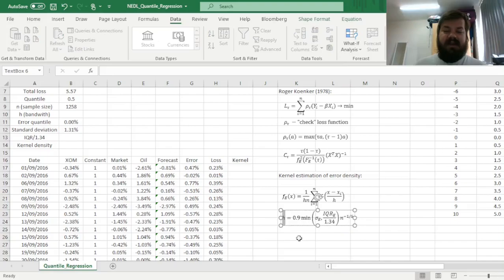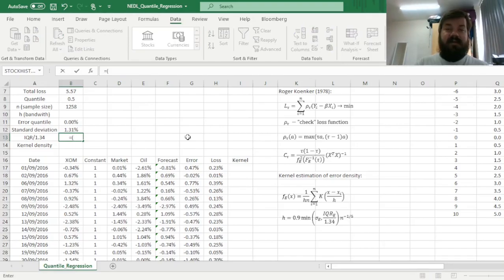And bandwidth is just the optimal smoothness of this particular algorithm. And it depends on how noisy the data is and how large the sample size is. And by selecting an optimal bandwidth, you solve for a bias variance trade-off. If your bandwidth is too low, this estimation is too noisy. If the bandwidth is too high, then it is too biased, too far away from true density. So here we need to just figure out the interquartile range and divide it by 1.34.